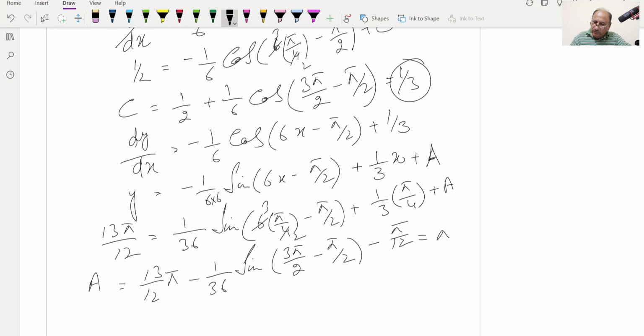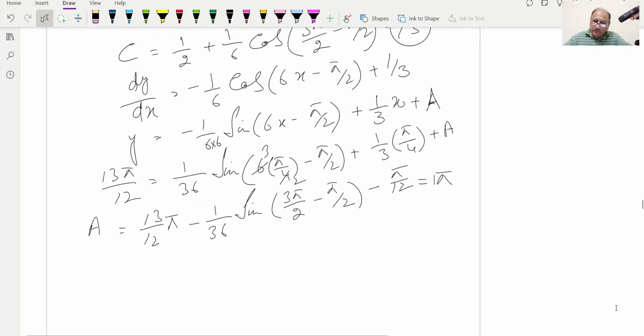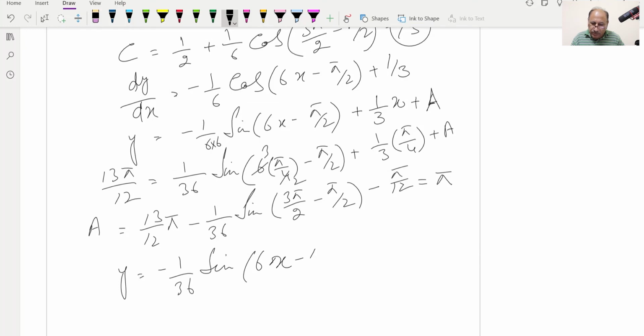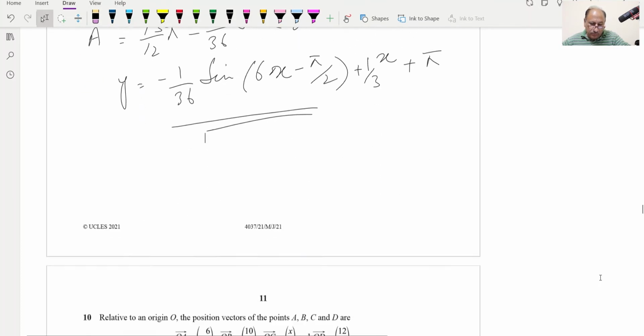Now this a value will be equal to pi, and we can replace a value over here, and our y value will be minus 1 over 36 sine of 6x minus pi by 2 and plus x by 3 or 1 by 3x and plus pi, and this will be basically the final answer for this question, which is a 7-mark question.